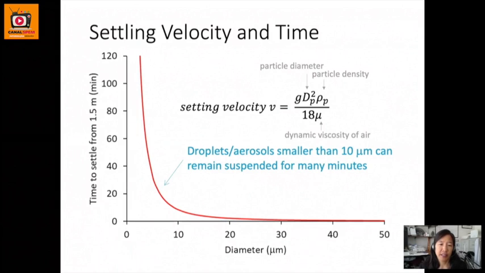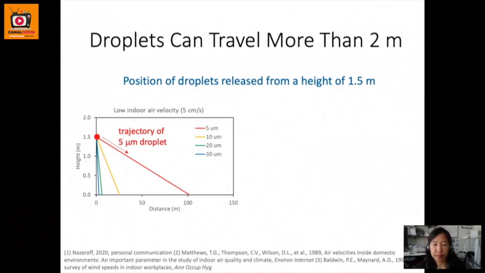Here's where 5 microns falls on this graph. It has a settling time of over 30 minutes. During this time, the droplets can travel. So we're looking now, of course, there's 2 different travel distances we should be thinking about. One is just in that respiratory plume that is emitted by a person, but that relaxes within a few seconds, and then any aerosols that are still floating in air are subject to transport by air currents, local air currents.